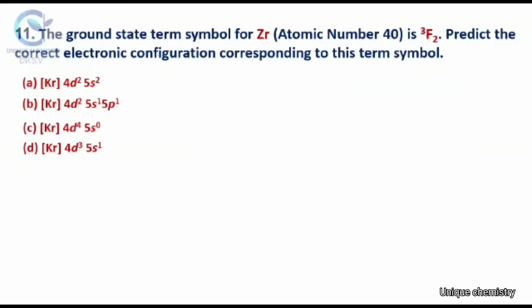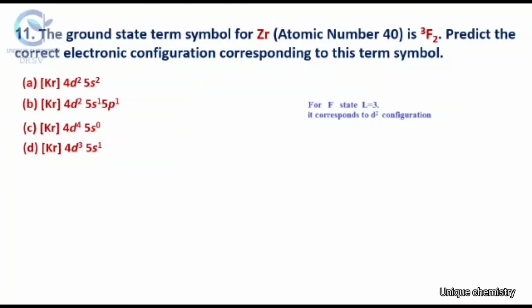Question number 11. The ground state term symbol for zirconium, atomic number 40, is triplet F2. Predict the correct electronic configuration corresponding to this term symbol. The options are given. Which option is correct for this triplet F2 term state? Now we have to say, for F state, L is equal to 3. This corresponds to d2 configuration. Options A and B are having the d2 configuration, so now we have to choose which is the correct option, either A or B.